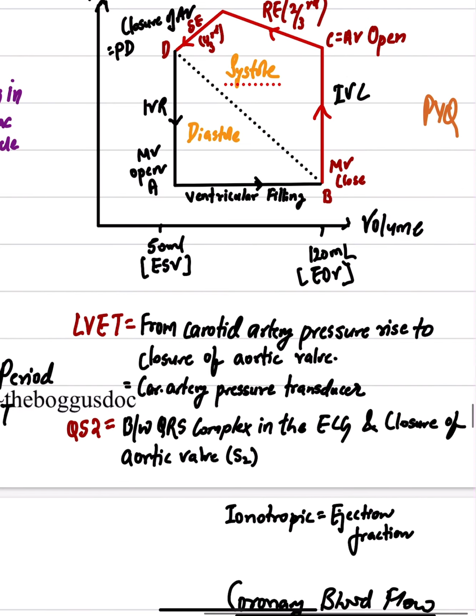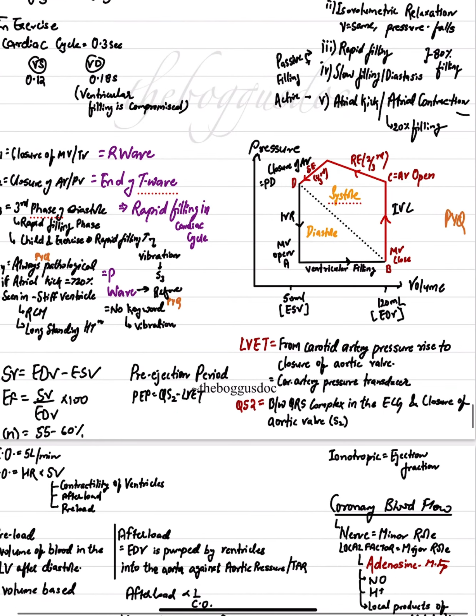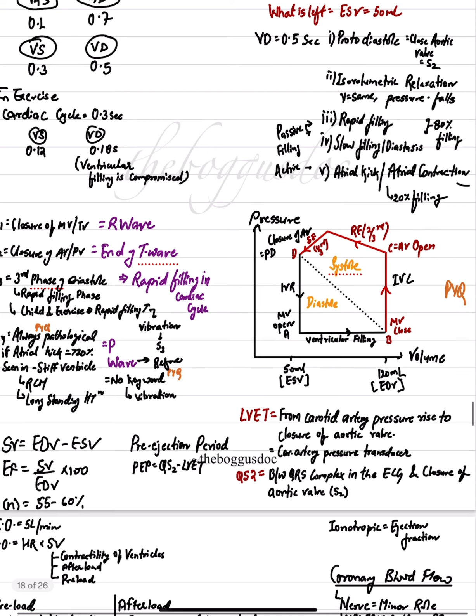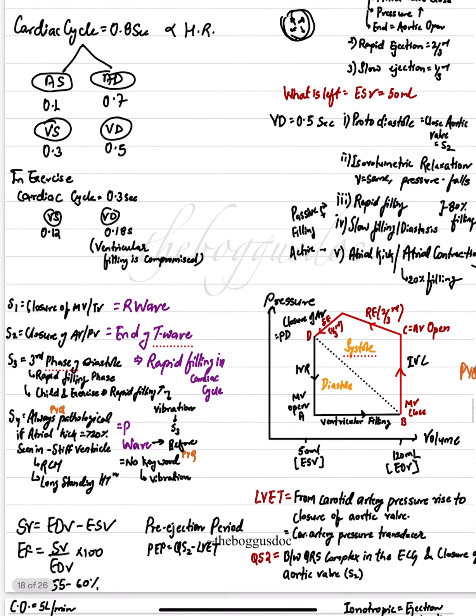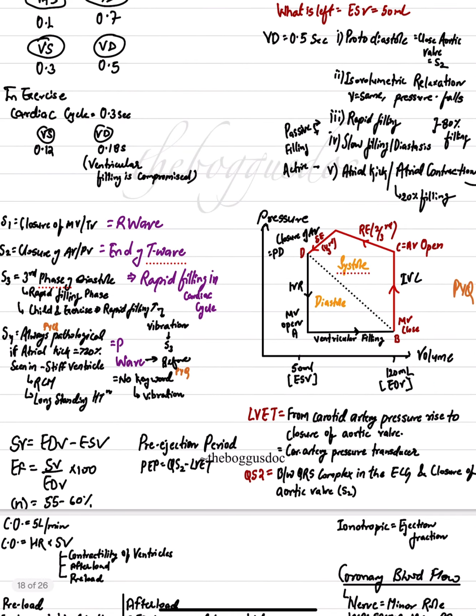There is some terminology used. Some question is, what is LVET? It is from the carotid artery pressure rise to closure of the aortic valve. As carotid artery pressure is rising in the ventricular systole phase, and then closure of the aortic valve. That is the LVET. And QS2 is from the QRS complex in the ECG to closure of the aortic valve, S2.